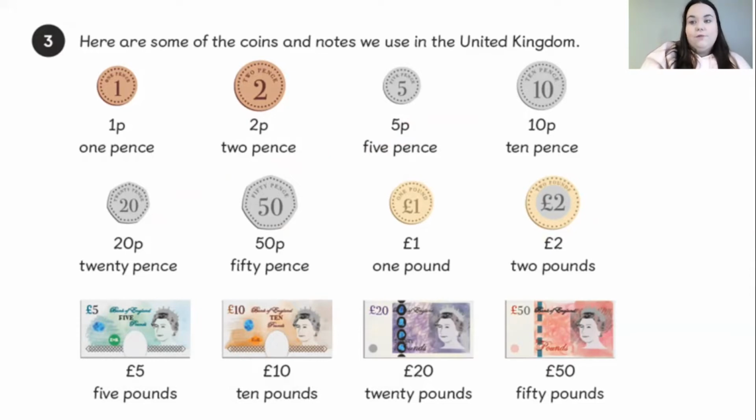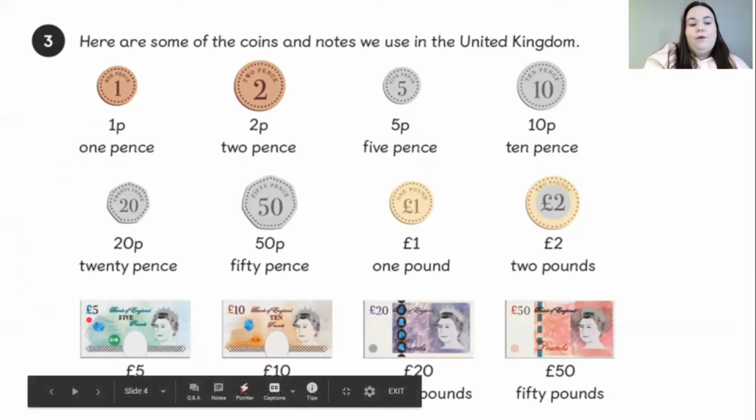So I always remember that the copper coins are worth the least amount of money, and that we've got a small copper coin and a larger copper coin. So I know that this is worth 1p and this is worth 2p. When you're still learning what they're worth, you need to use the clues on the coin, and it will tell you because the number is always there.